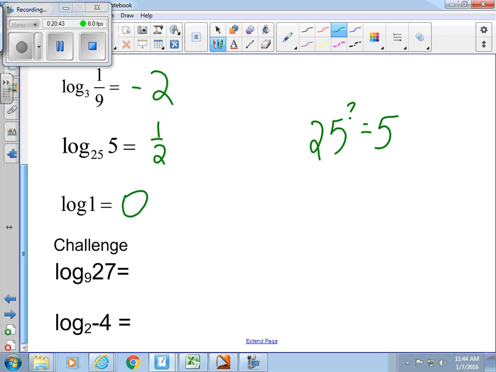Challenge problems. So, try these two. Don't say it out loud yet. I was. Try. You probably put a skip right. I thought about it. Oh. Tricky.